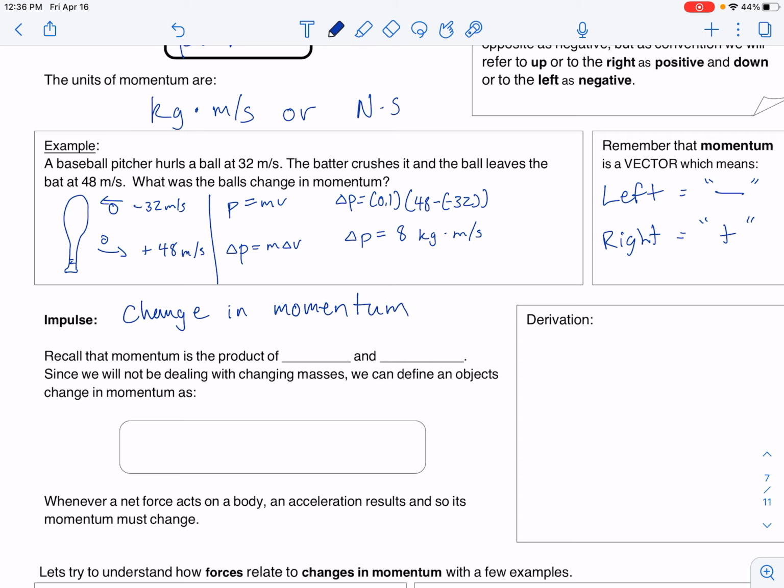Now we know that momentum is going to be a product of mass times velocity. And since we're not dealing with changing masses, we can define the object's change in momentum as change in momentum is going to be our mass times the change in velocity, which is going to be our net force times time. We can show how that was derived.